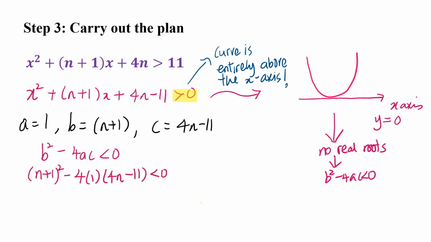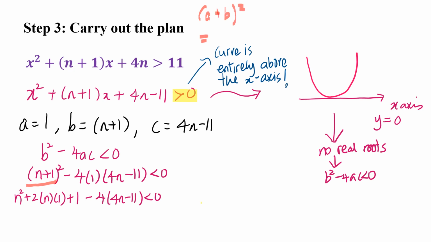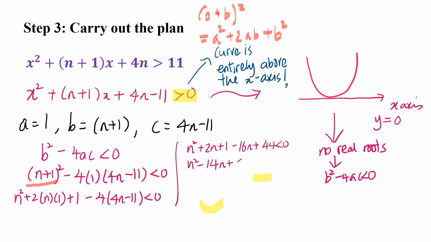Going to substitute the values for a, b, and c. Okay, the only thing you have to watch out for is this part here. You have to use these algebraic identities to factorize. So that will give you n squared plus 2 times n times 1 plus 1. Right, simplify further. Right, and then you factorize it.